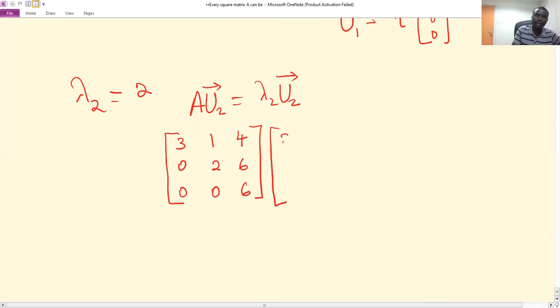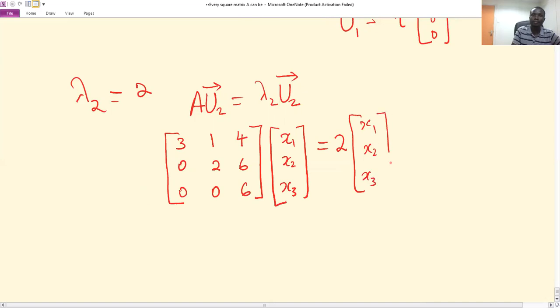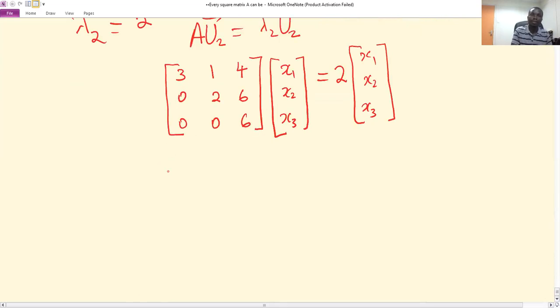So let u2 be x1, x2, x3, or you can still use u1, u2, u3. From this equation, we need to solve for x1 up to x3. So we'll have 3x1 plus x2 plus 4x3. And then we have 2x2 plus 6x3.